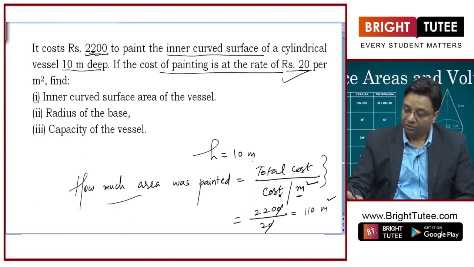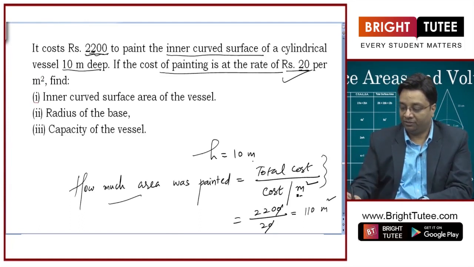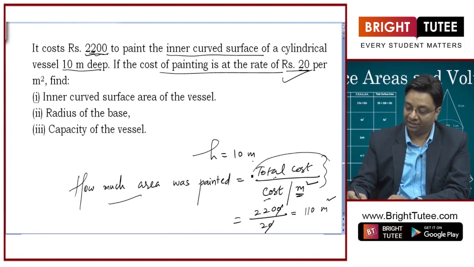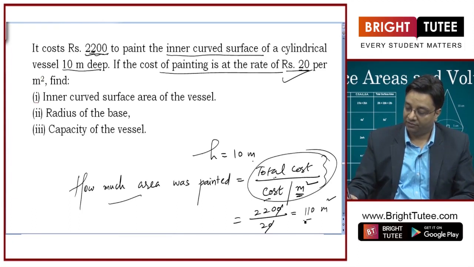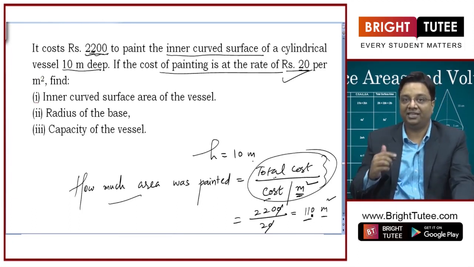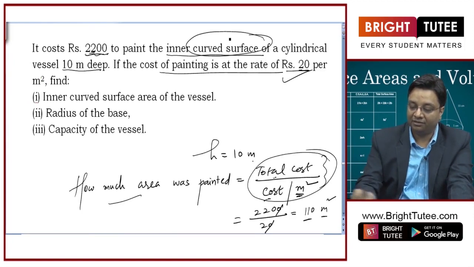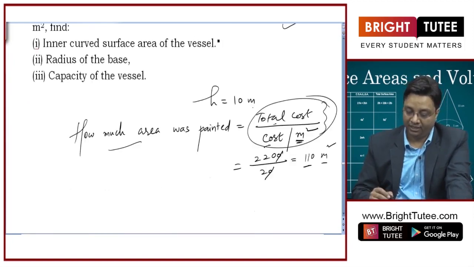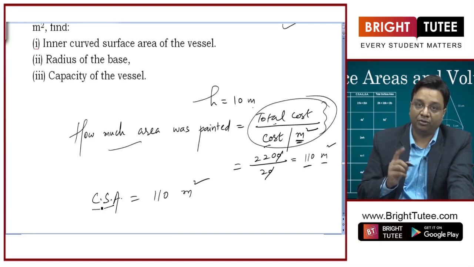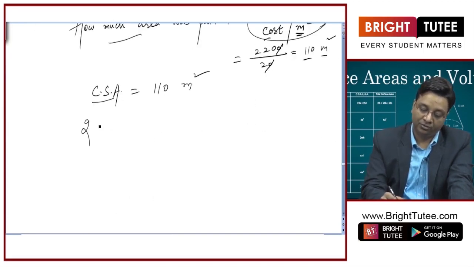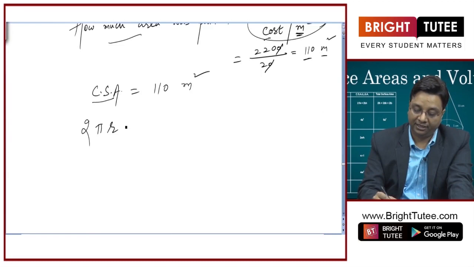because it is total cost by cost per meter square. If you look at this, meter square will go in the numerator, and this is cost, this is cost. So the unit after this calculation will be meter square, so it will definitely give you the area. So it is 110 meter square, and this is the inner curved surface area of the cylindrical vessel. If I write the formula for curved surface area, it will be 2 pi radius, inner radius into height, and it is equal to 110.